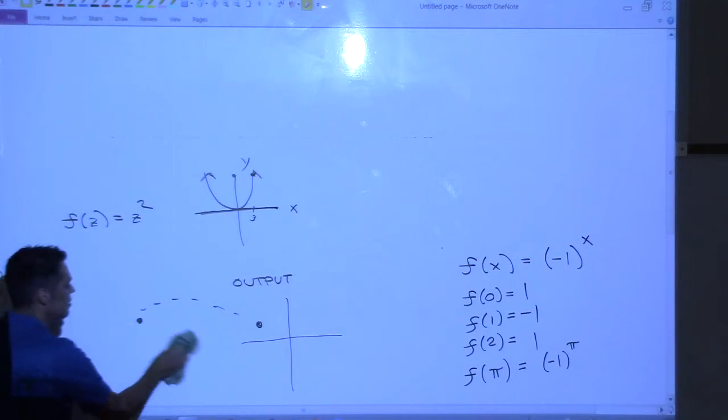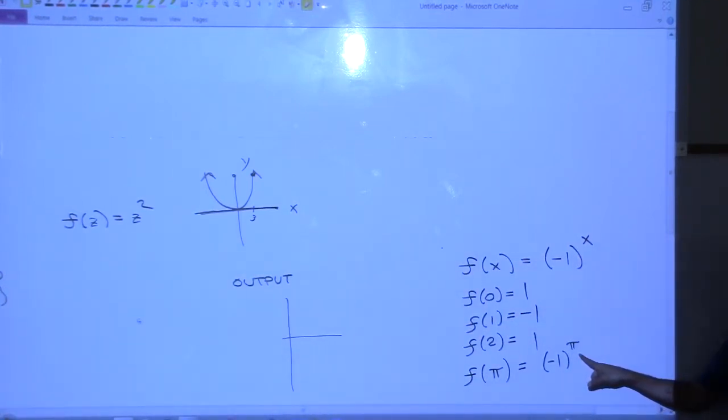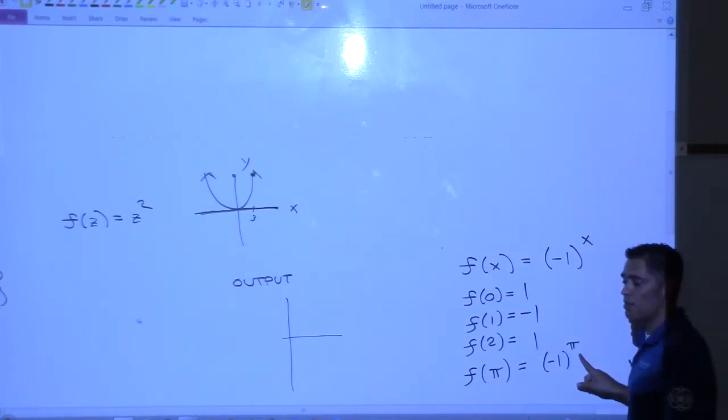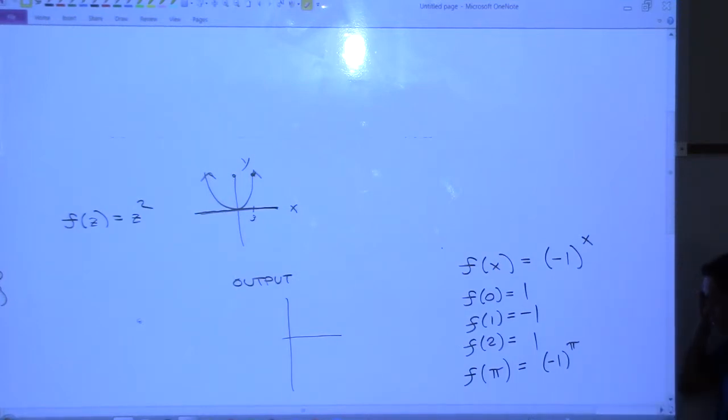Yes. Okay, so this -1 to the pi is not a real answer. There's no real number answer to it, but there is a complex number. Let me just think for a second, I'll tell you what it is. It's, hold on.